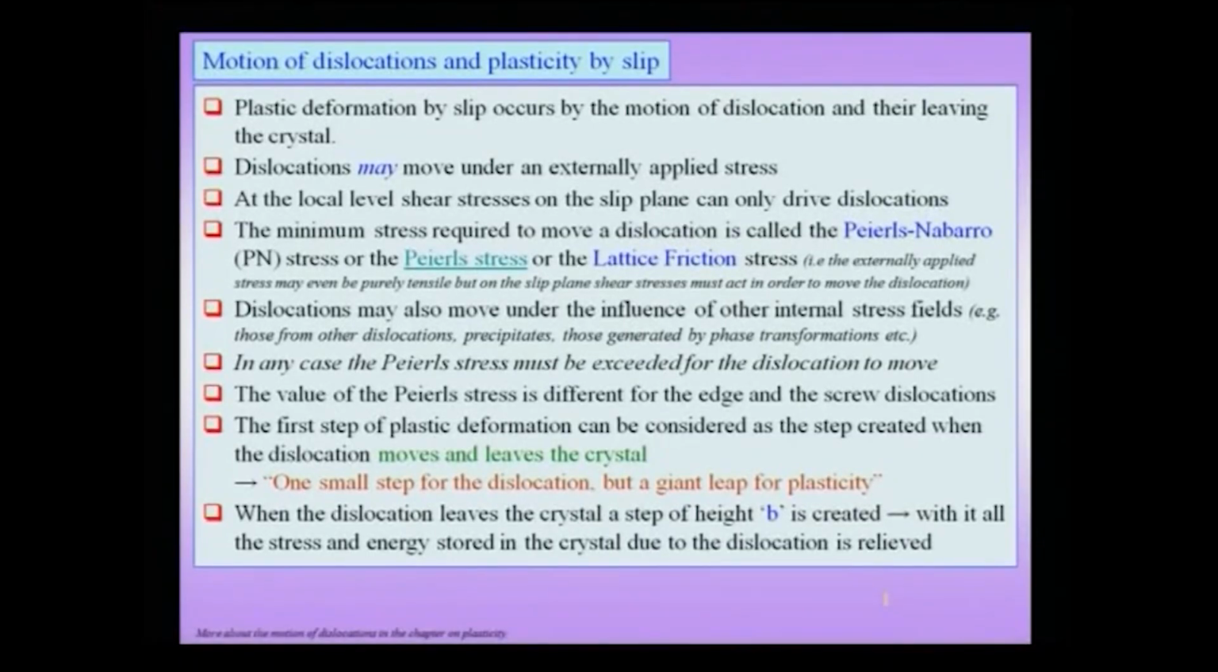Let us take up a few more points regarding motion of dislocations and plasticity by slip. Plastic deformation by slip occurs by motion of dislocations and their leaving the crystal. It is very, very important that the dislocation actually leaves the crystal.